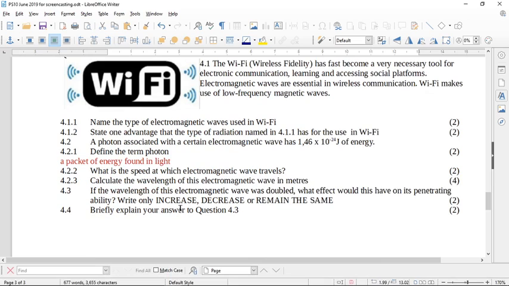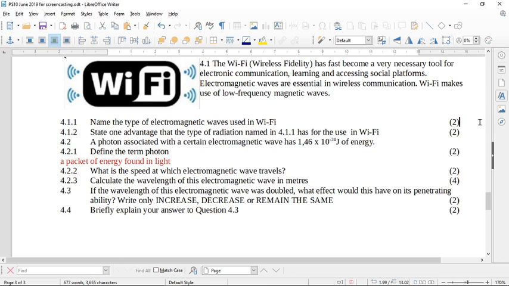So this is question 4 from the June 2019 paper 1, Physics. The Wi-Fi, wireless fidelity, has fast become a very necessary tool for electronic communication, learning and accessing social platforms. Electromagnetic waves are essential in wireless communication. Wi-Fi makes use of low-frequency magnetic waves. Name the type of electromagnetic waves used in Wi-Fi.